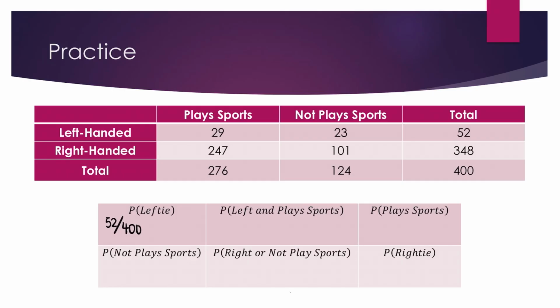But like I said, you do have to reduce that fraction, or you can just convert it to a percentage. So in your calculator, you would do 52 divided by 400, and you would have 13%. Ta-da! And that would be your probability there.